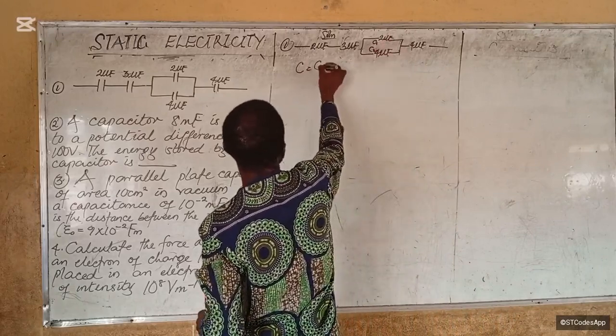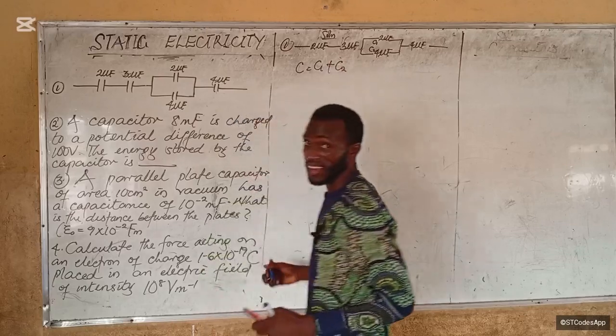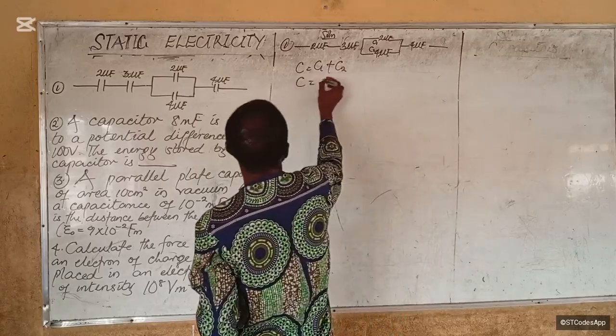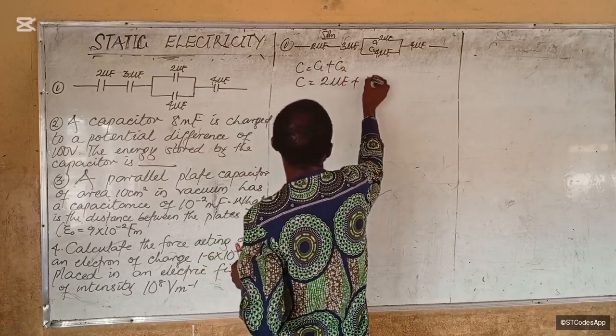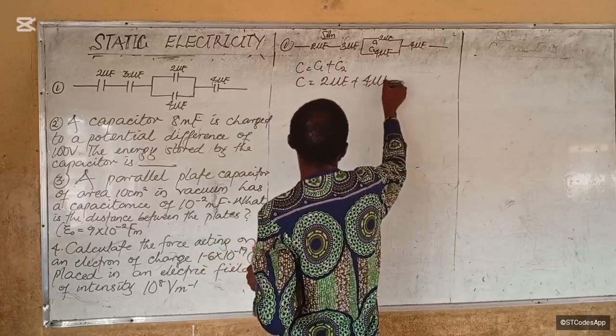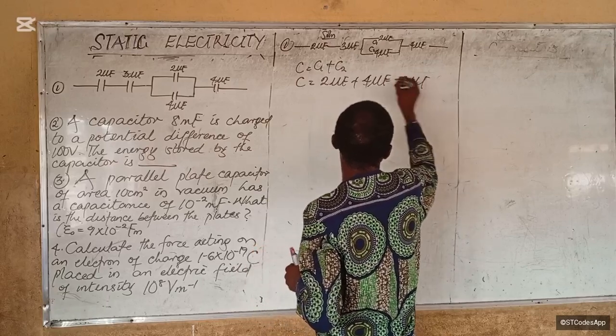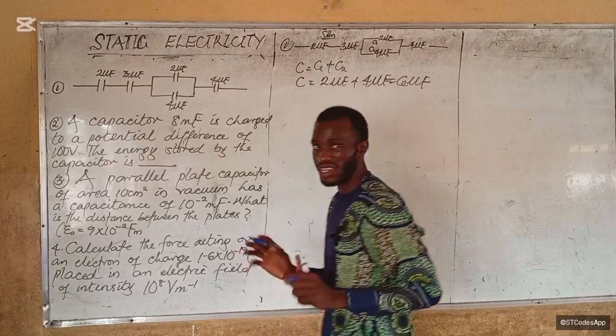So C will be equal to C1 plus C2 in parallel. You add them up like that. C is equal to 2 microfarad plus 4 microfarad. That gives us 6 microfarad. Is that okay? Very simply.